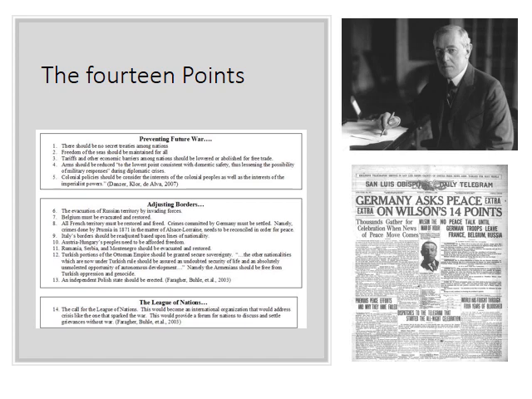7, Belgium must be evacuated and restored. 8, all French territory must be restored and freed. Crimes committed by Germany must be settled, namely crimes done by Prussia in 1871 in the matter of Alsace-Lorraine needs to be reconciled in order for peace. Number 9, Italy's borders should be readjusted based upon lines of nationality. 10, Austria-Hungary's peoples need to be afforded freedom. 11, Romania, Serbia, and Montenegro should be evacuated and restored. 12, Turkish portions of the Ottoman Empire should be granted secure sovereignty. 13, an independent Polish state should be erected. And 14, the call for the League of Nations.